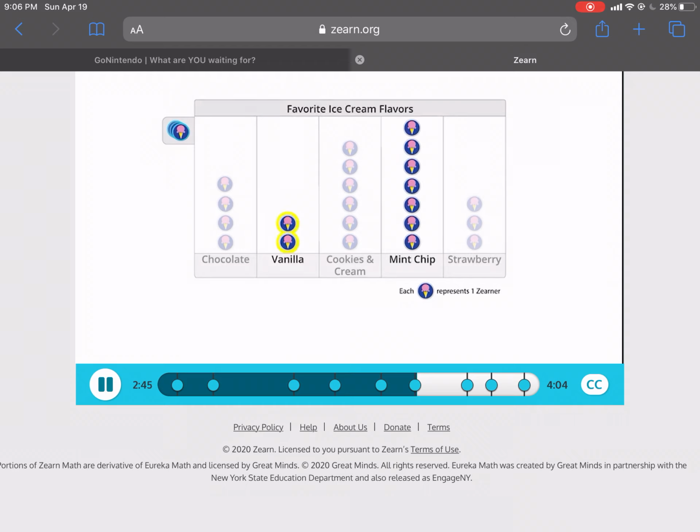There are 2 ice cream cones in the vanilla column, and I wanted to see how many more cones were in the mint chip column. So I counted up from 2 like this. 1 more, 2 more, 3 more, 4 more, 5 more. 5 more Zerners chose mint chip than vanilla. I got the same answer by subtracting the number of Zerners who chose vanilla from the number of Zerners who chose mint chip. 7 minus 2 equals 5. Great strategies. Keep going.